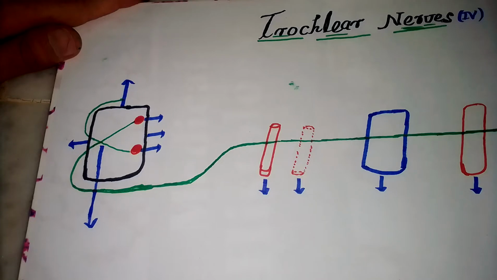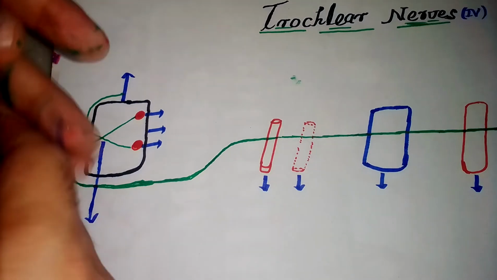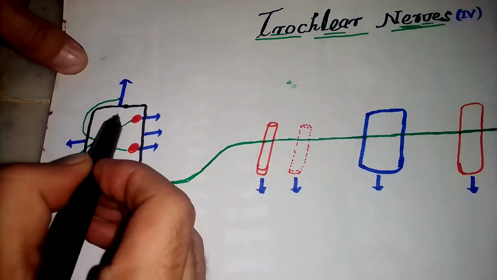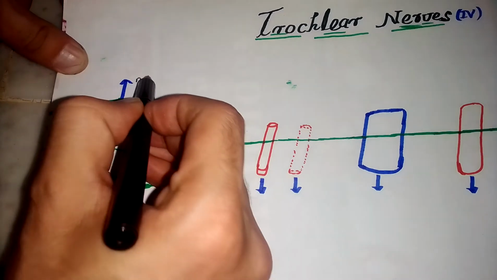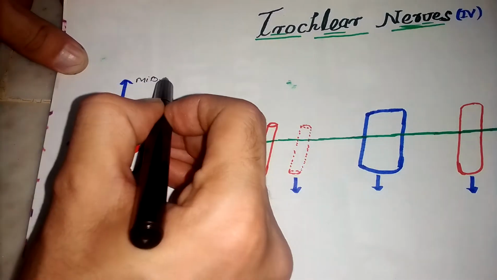Today we will discuss the course and the relation of the fourth cranial nerve, which is also called the trochlear nerve. Okay, the nucleus of the trochlear nerve is only present in the midbrain. This totally black color is the midbrain. Midbrain. Okay.